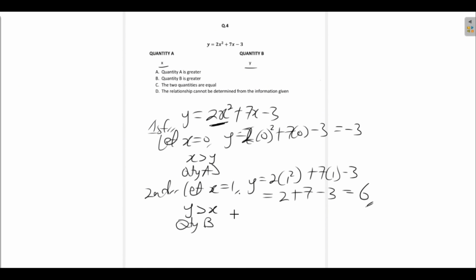We must have one thing running throughout, being constant in what we are testing. So because of these situations, we can confidently say that the relationship cannot be determined from the information given. Hence, our correct option is option D. Alright, let's look at the next question.